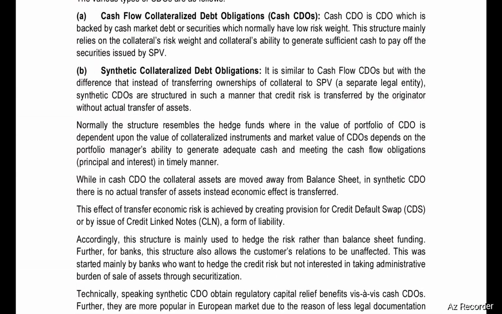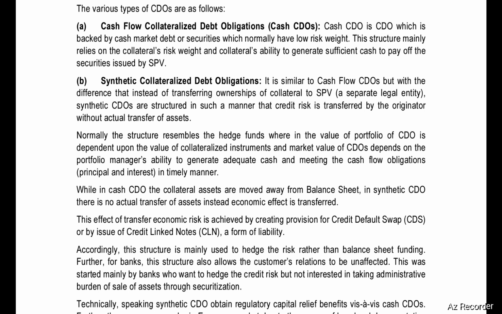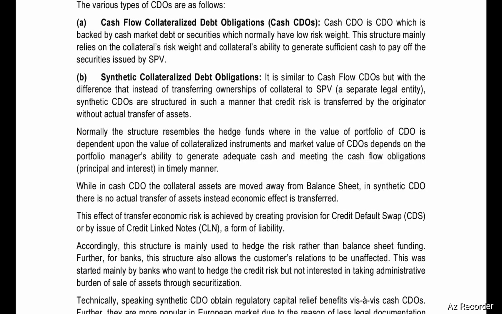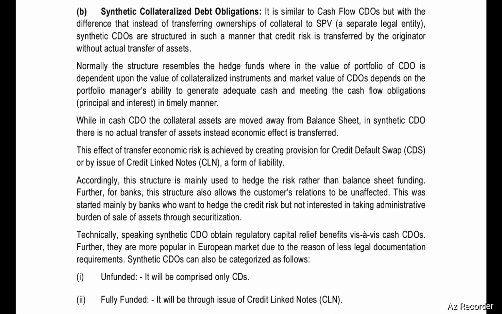First one, cash flow collateralized debt obligations. A cash CDO is a CDO which is backed by cash market debt or securities which normally have low risk weight. This structure mainly relies on the collateral's risk weight and the collateral's ability to generate sufficient cash to pay off the securities issued by SPV. Second, synthetic collateralized debt obligations, that is synthetic CDOs.